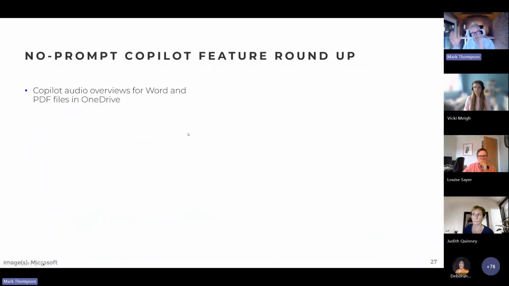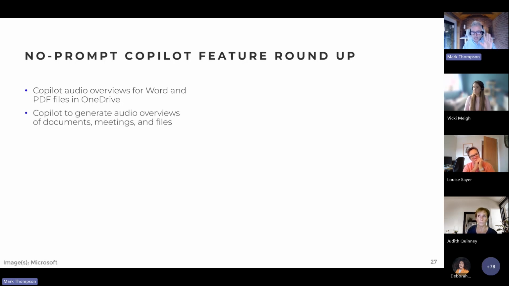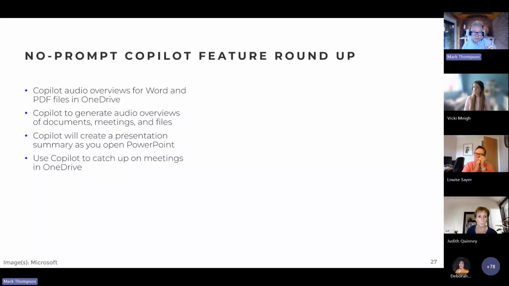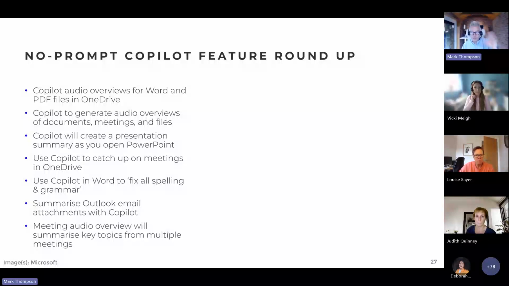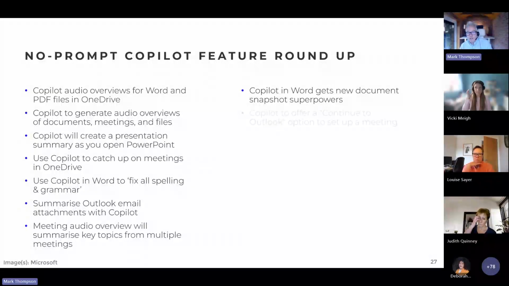Now, if you go back to your organization, you think, okay, so what would I include in, say, a quick training course or a roundup? Here's some things that I've covered and some I haven't. So those audio overviews in OneDrive, but also across 365, creating that summary as you open PowerPoint, catching up on meetings. How about fixing all your spelling, summarizing email attachments with Copilot? How about getting the multiple meeting feature I showed you? Those superpowers for Word I've just gone over here.